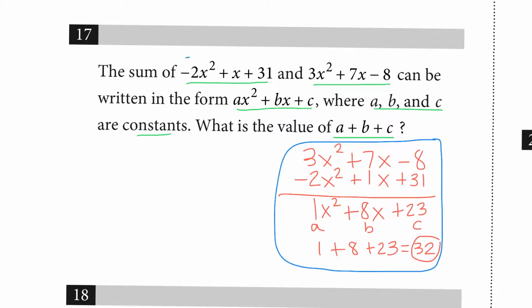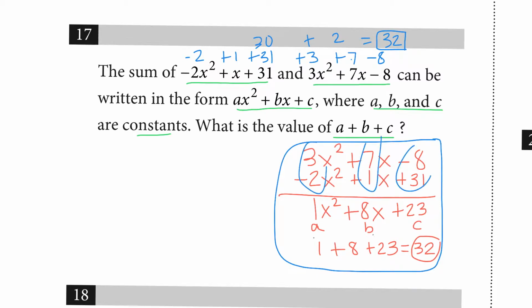What I would do is add negative 2 plus 1 plus 31 plus 3 plus 7 and the minus 8. If you add those together, negative 2 plus 1 is negative 1, plus 31 gives you 30 here. And then 3 plus 7 is 10, 10 minus 8 is 2, and then 30 plus 2 gives you 32. And this would be maybe a quicker or a little bit easier than rewriting everything down and then trying to add all these column by column and then add 1 plus 8 plus 23 to get that answer. Either way, you get the same thing.